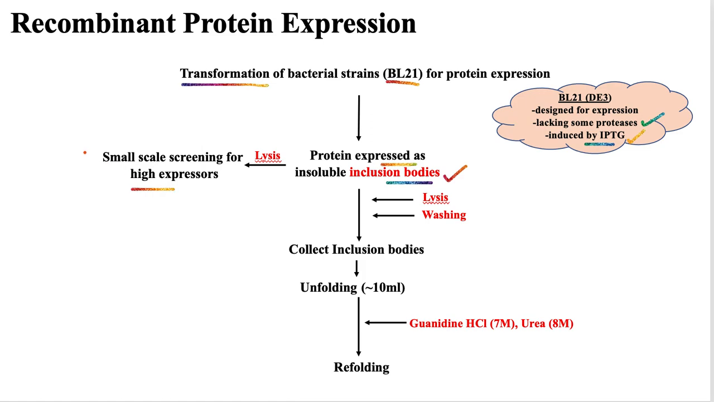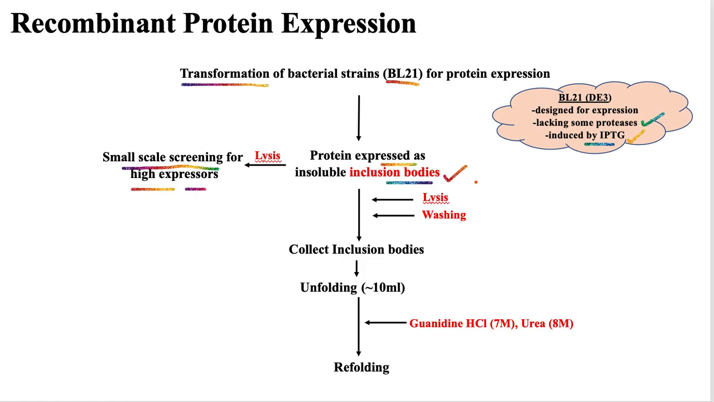Now I have mentioned here small scale screening for high expressors. I mentioned lysis. Lysis means that if we have those bacterial cells, we have to break them by different procedures. For instance, we can use lysis buffer, sonication, centrifugation, different techniques. It's a stepwise procedure. That's how we extract these inclusion bodies.